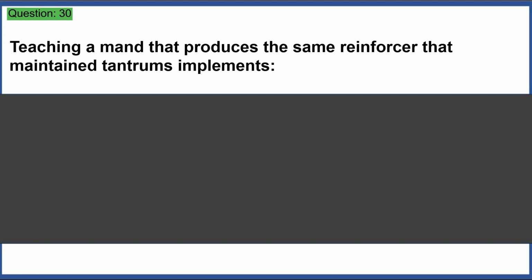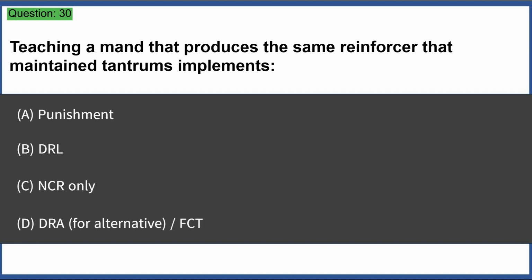Teaching a mand that produces the same reinforcer that maintained tantrums implements A. Punishment. B. DRL. C. NCR only. D. DRA, for alternative/FCT. Answer D. Differentially reinforce alternative appropriate response.